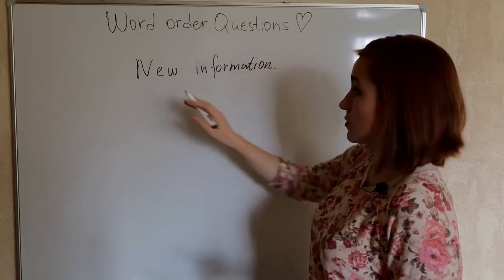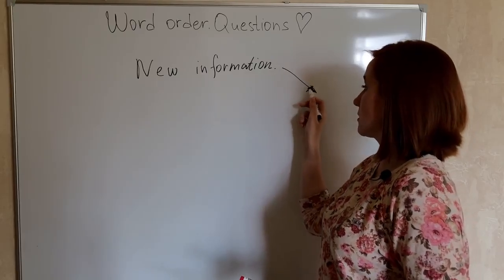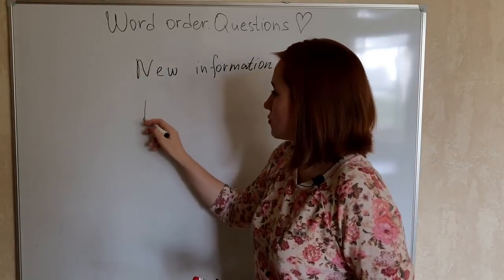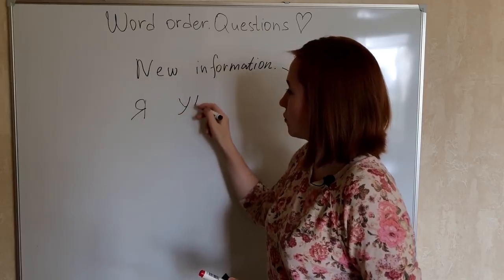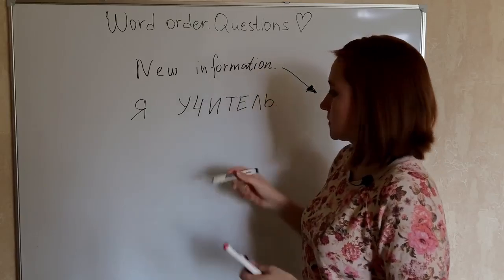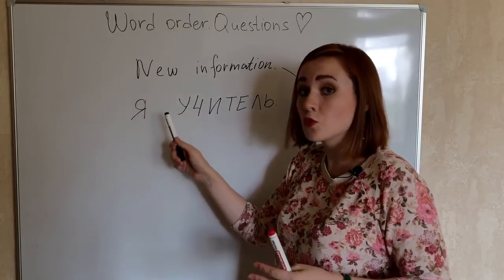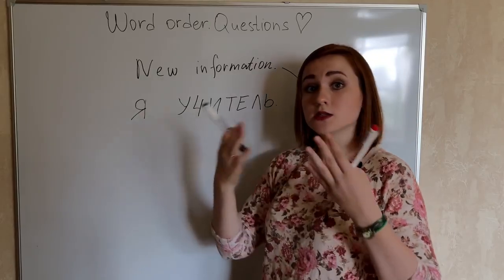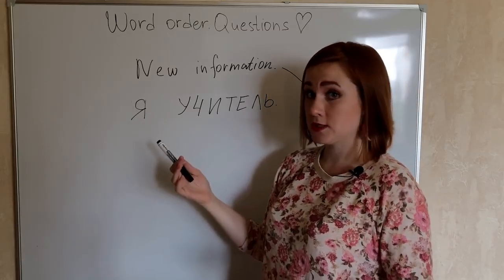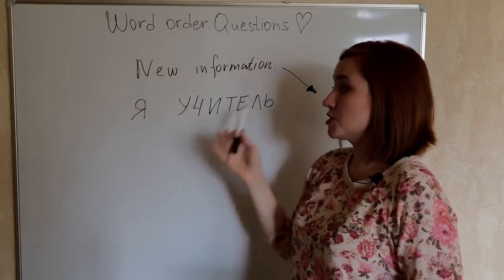New information, something you don't know yet, usually goes to the end of the sentence. Let me explain in a very short sentence. Я учитель. I'm a teacher. You see, remember that in Russian we don't have the verb to be here. Я учитель. It's just I teacher. You robot, I teacher, right? So я учитель, right? So here the new information is учитель.